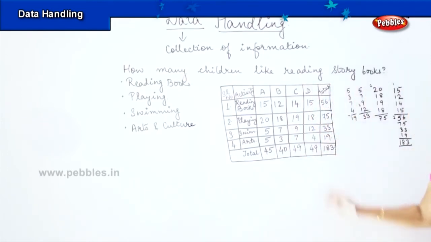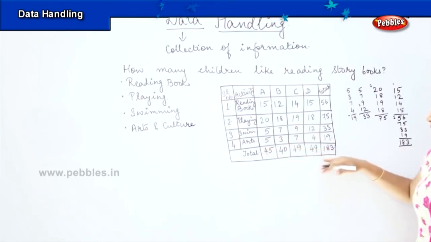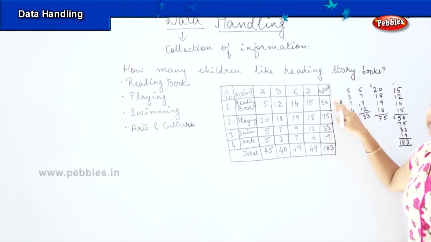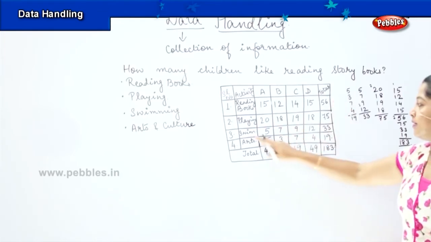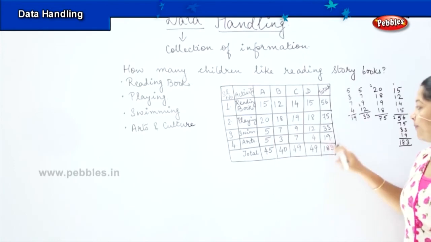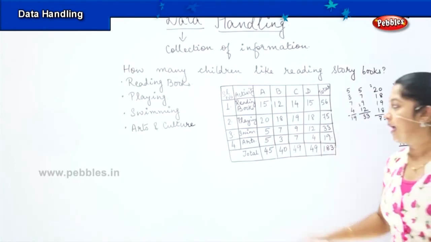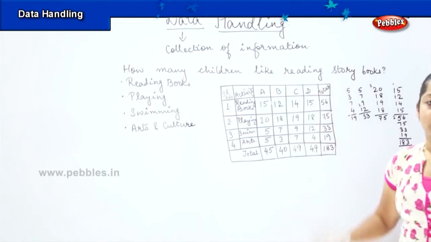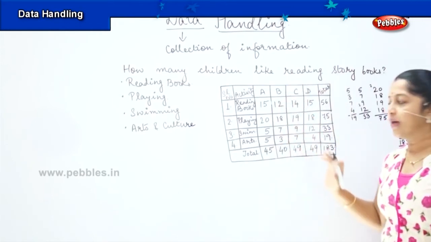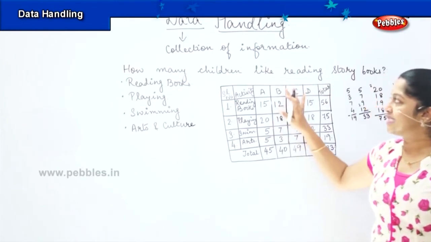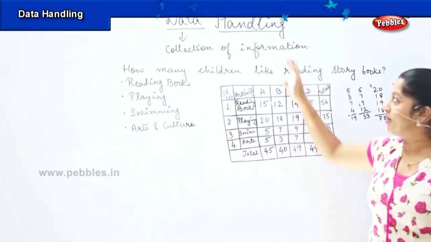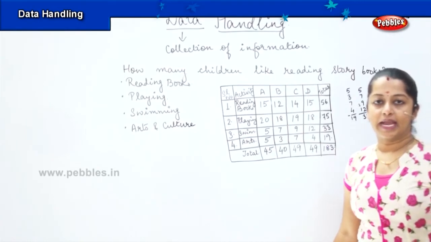Okay. So in class 2, we have a total of 183 children, in which 56 like reading books, 75 like playing, 33 like swimming, and 19 like art. Now, this is the data which we have collected. So what we did right now is called collection of data. This is the first step which we will be doing in data handling.